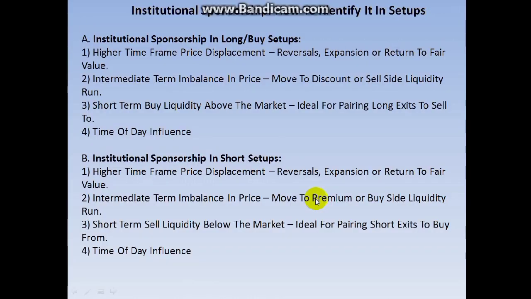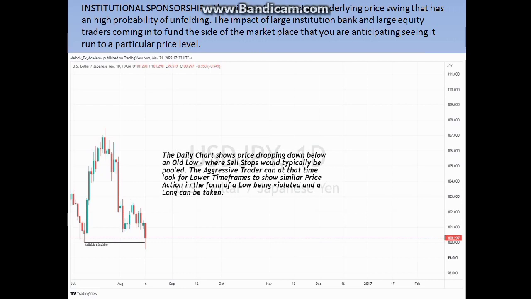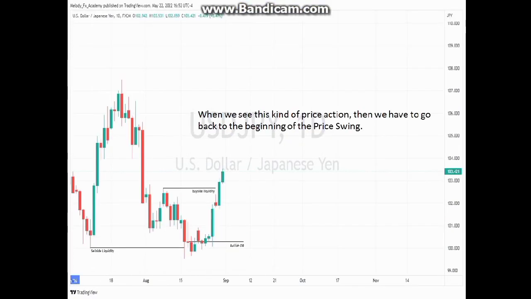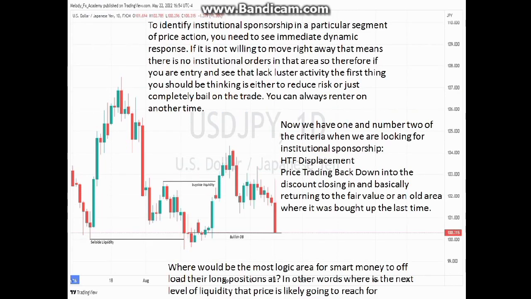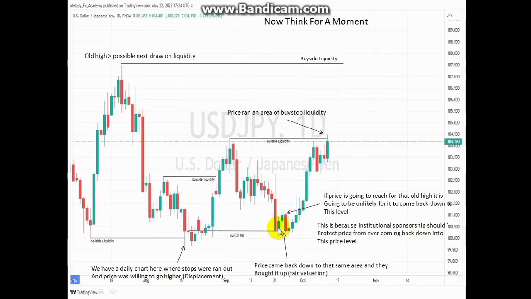So what is the takeaway from this? The takeaway is that institutional sponsorship is going to protect their positions. There are going to be times they protect their positions, because as we can see here, your thoughts would actually have been that after price returned to this OB, it was likely going to come back to this area. So there are going to be times that institutions are going to protect their positions.